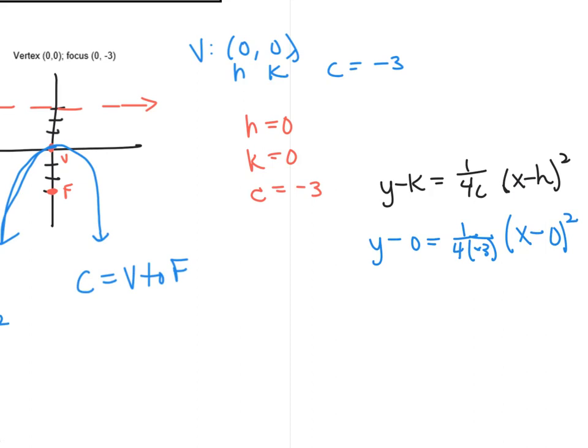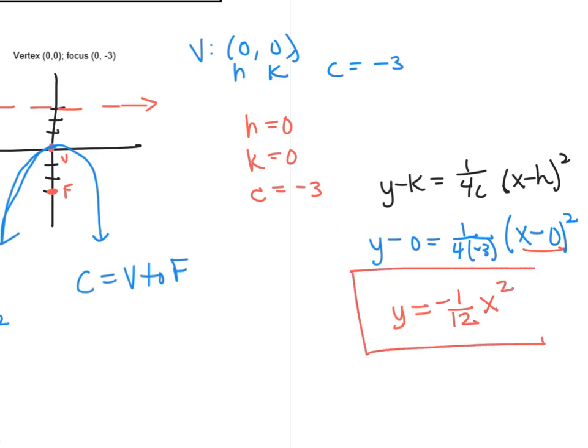So to simplify, we've got y minus 0. We can just go ahead and say that that's y. Now 1 over 4 times negative 3. 4 times negative 3 is negative 12. So we'll just say a negative 1/12. And then this x minus 0 is just x. And then we'll put the squared with the x. And that is our equation of the parabola in standard form.